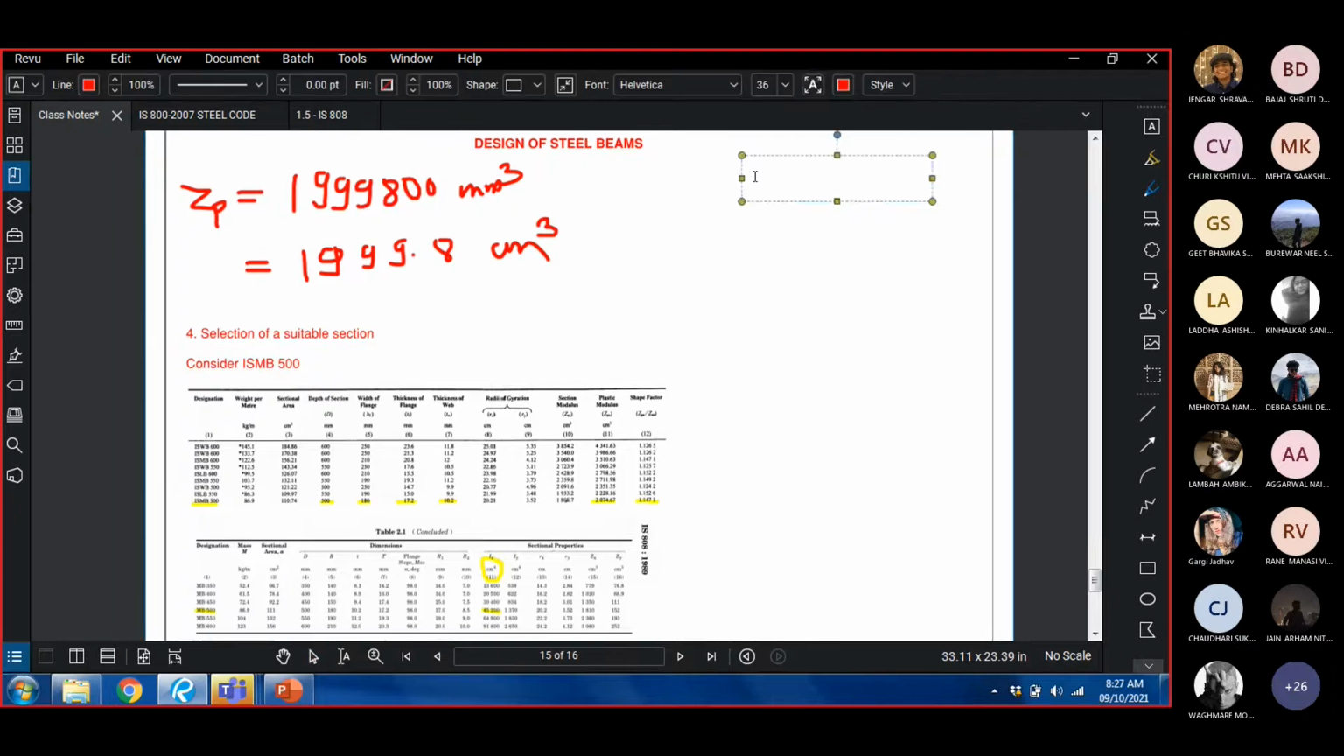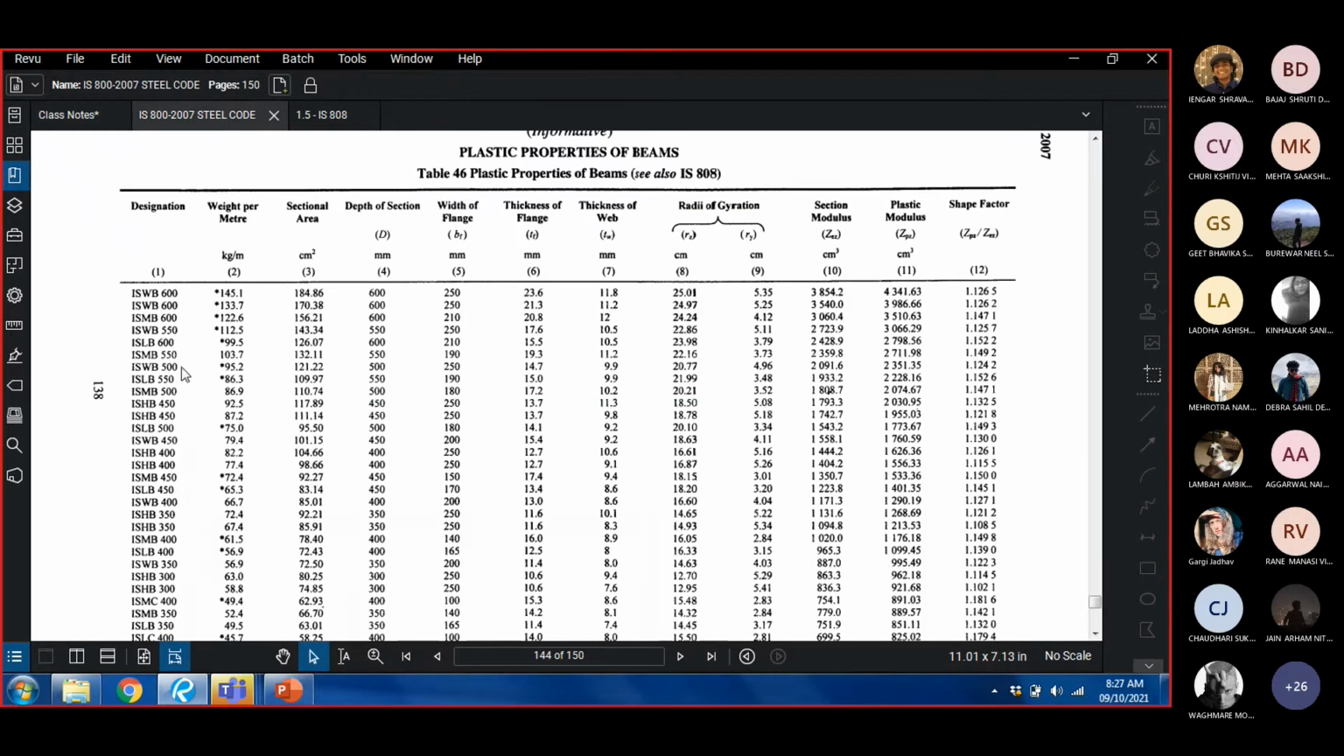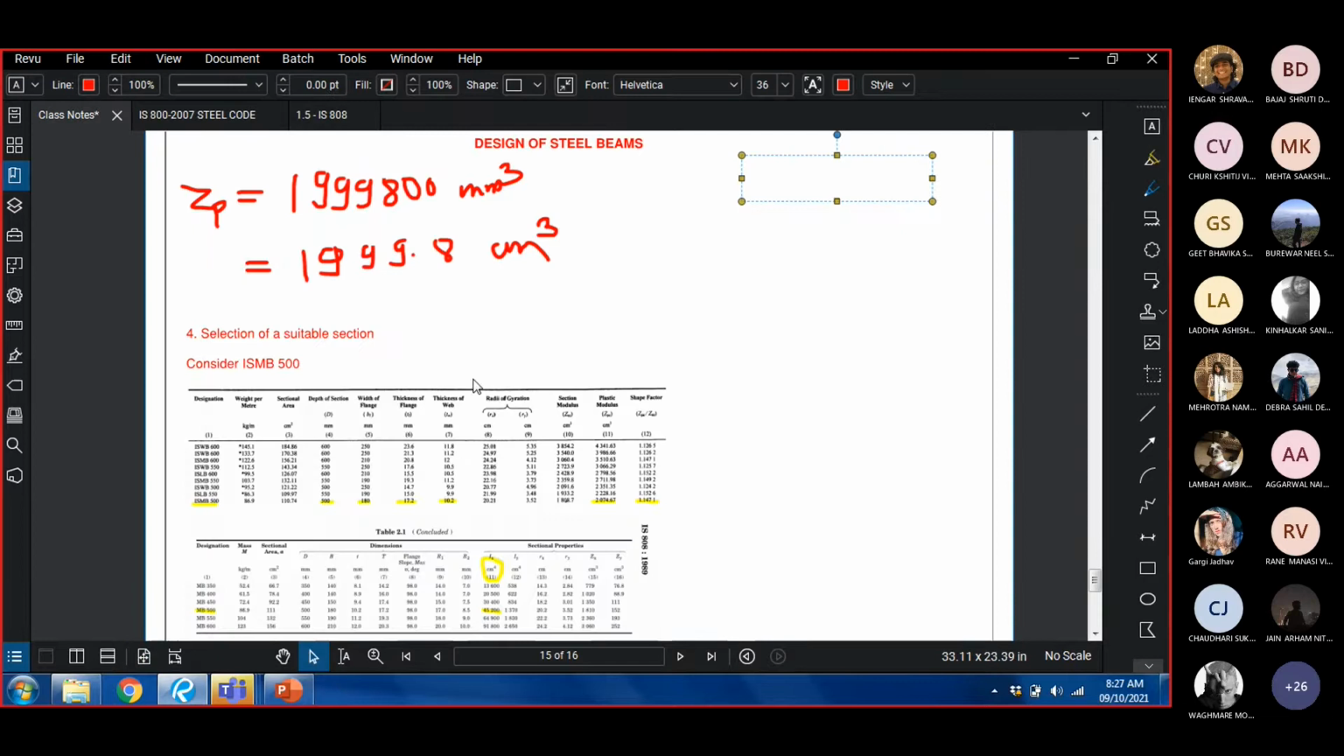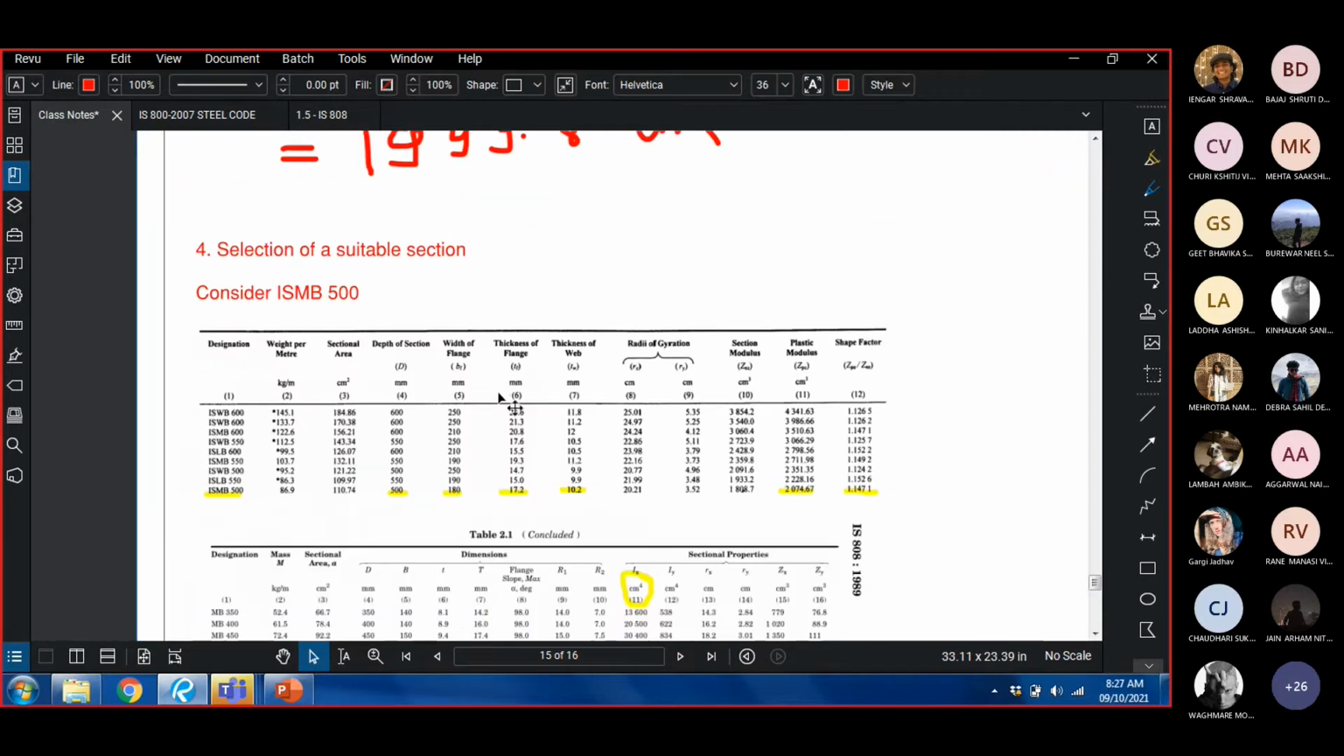So now we have selected ISMB 500. Now, in order to find out certain parameters or for calculations, we are going to need some properties of this particular section. IS code already gives you some properties. So these are some properties, and there's some properties that we might need from our steel table, that is IS 808.